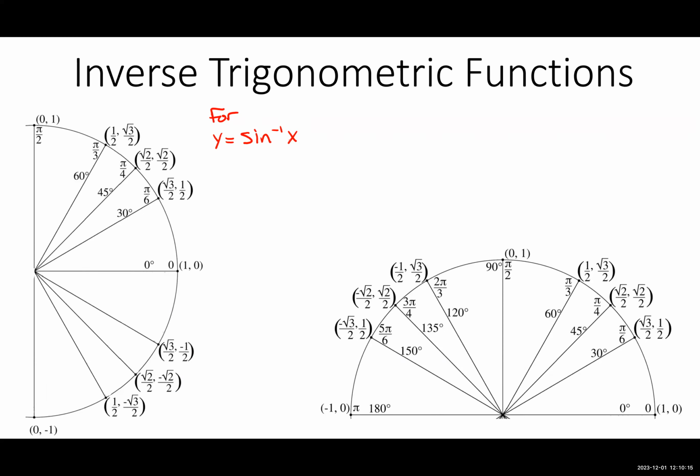So for the inverse of the sine function and the inverse of the tangent function, we're looking at only the right half of the unit circle. So this would be negative pi over 6. This would be negative pi over 4. This would be negative pi over 3.